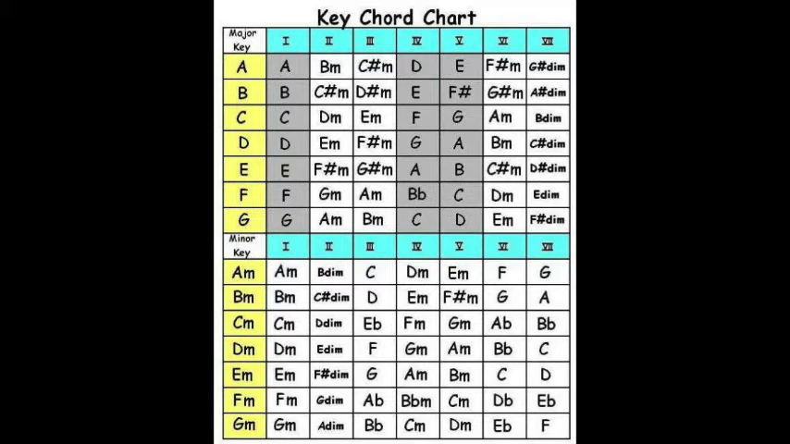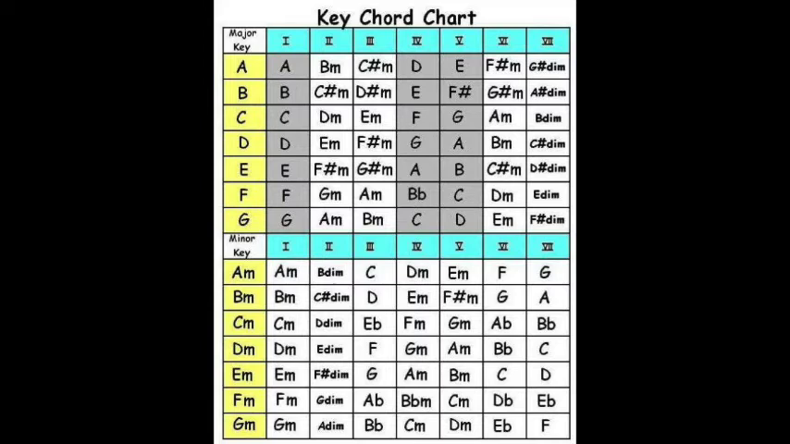And the hard and fast rule is, in a major key, the 2nd and 3rd degree scale will always be minor. The 4th and 5th degree scale of that key will always be major. And the 6th degree scale of every single major key will always be minor. And the 7th degree scale of every major key will always be diminished.